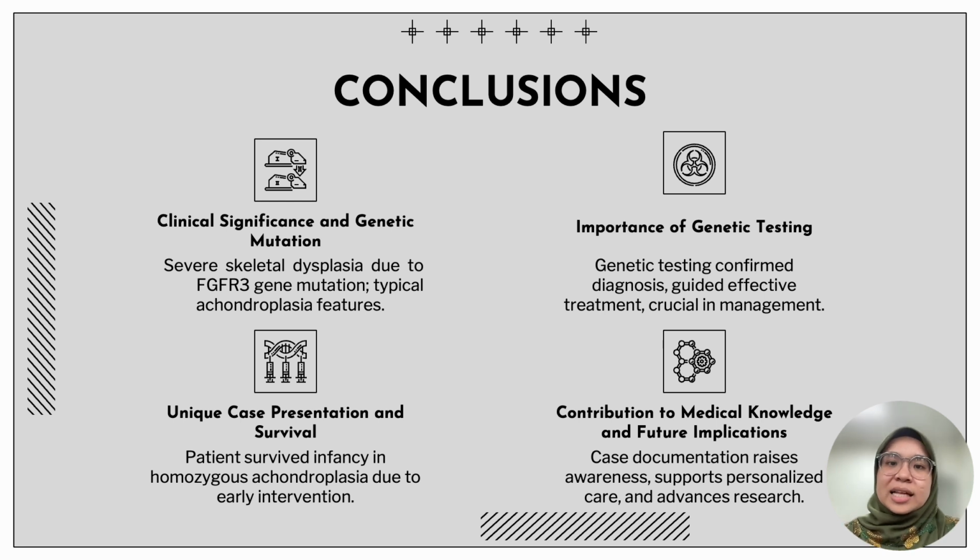As for the conclusion, this case study highlights the clinical significance of homozygous achondroplasia, a rare and severe form of skeletal dysplasia resulting from the homozygous C113HG2A mutation in the FGFR3 gene. The patient presented with severe skeletal abnormalities and typical features of achondroplasia confirmed through genetic testing. Unique due to the patient's survival past the neonatal period, this case underscores the importance of early and accurate genetic diagnosis and a personalized management approach.